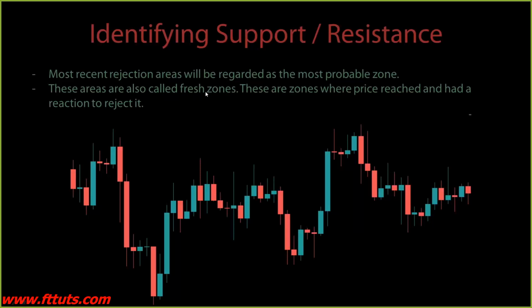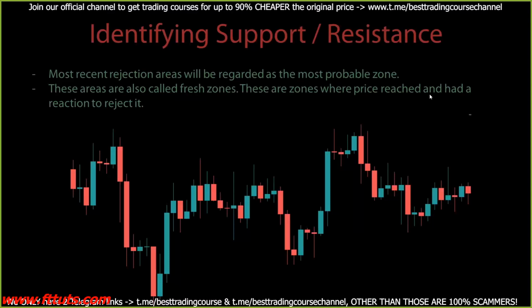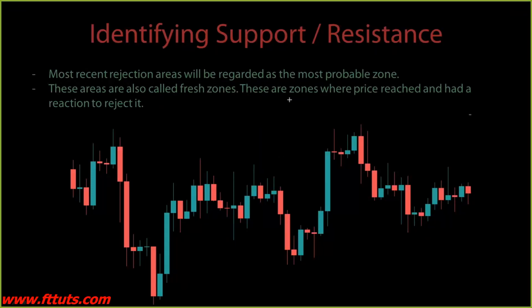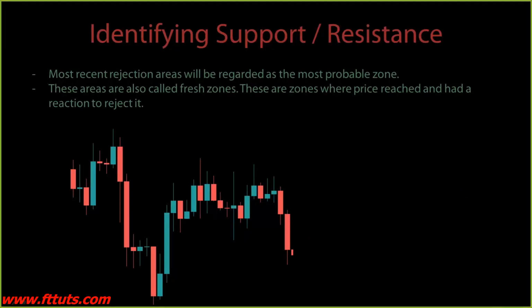These areas are also called fresh zones. These are zones where price reached and had a reaction to it. What this basically means is, let's say when we're looking at this chart, for example, that we don't have access to all this information here. And when we're looking at price at this level, we see that there's some sort of a resistance form.